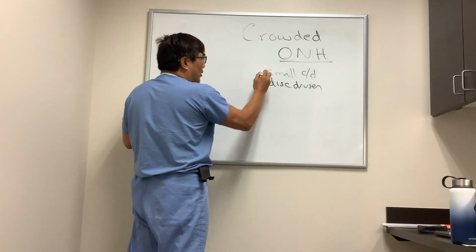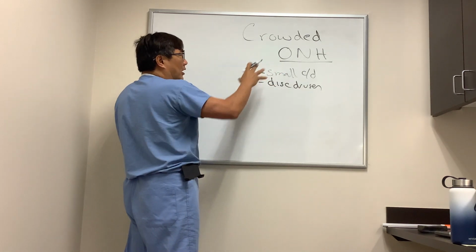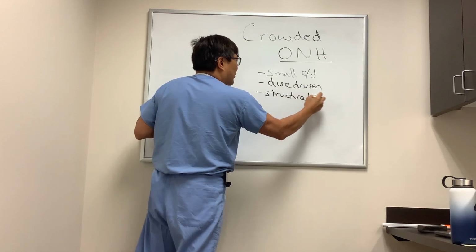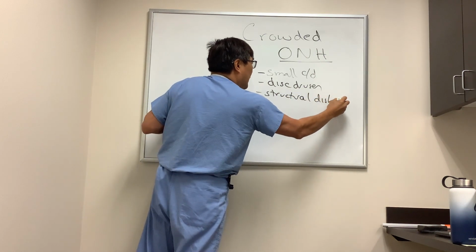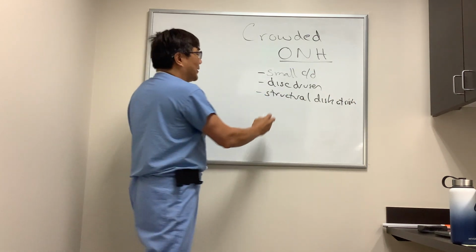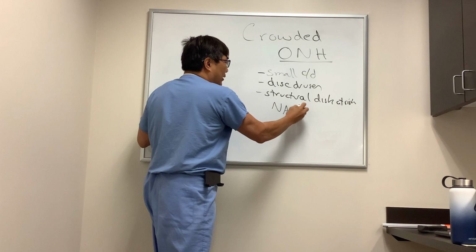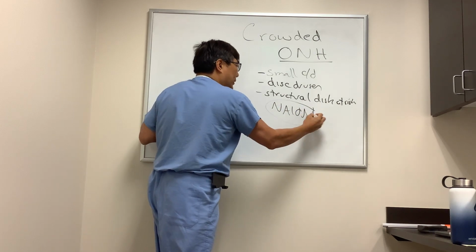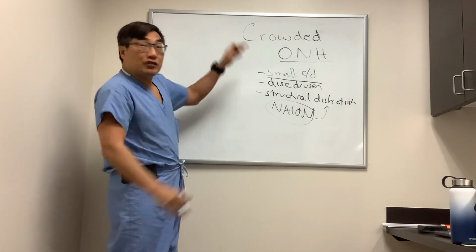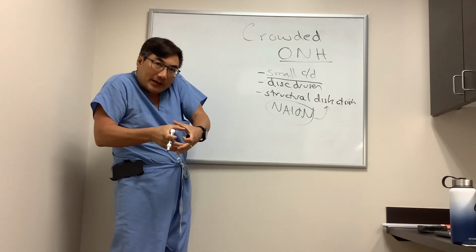So both the small cup to disc ratio and the disc drusen are what we call the structural disc at risk, and what you're at risk for is non-arteritic anterior ischemic optic neuropathy. So NAION is associated with a small cup to disc ratio and disc drusen because they both make it a real tight space.